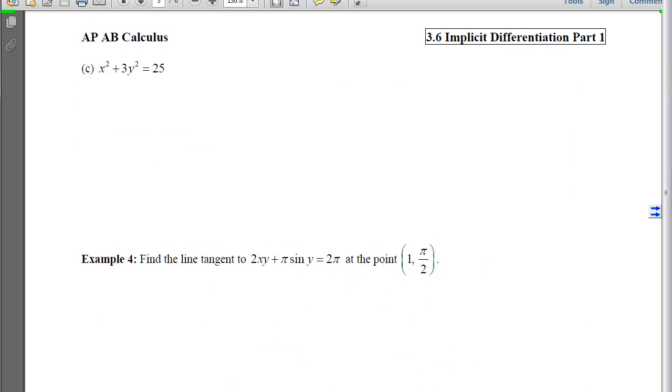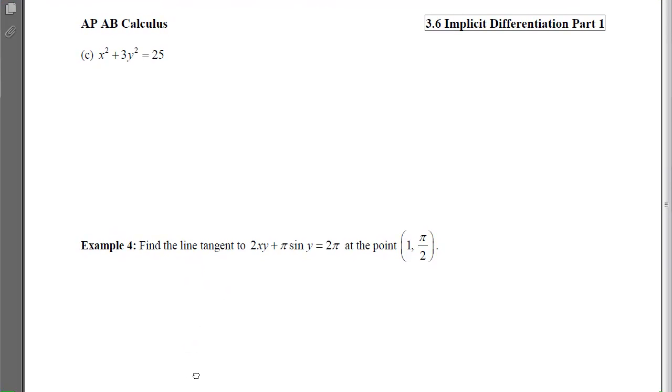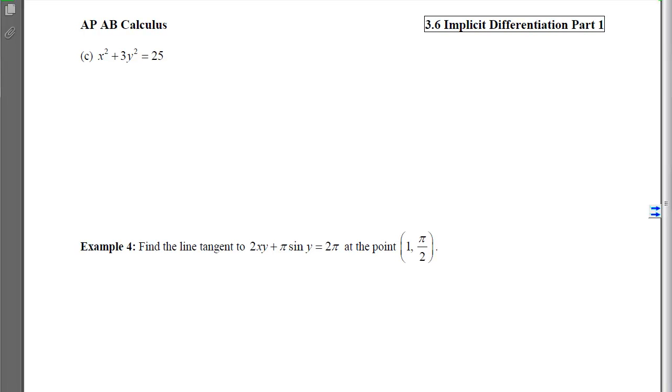The third variation of this, part C, involves all the same steps except we add one more thing at the very end. So first we've got to find the original dy dx. We do that by applying the operator of d dx to both sides. That will yield a 2x plus a 6y dy dx equals 0.